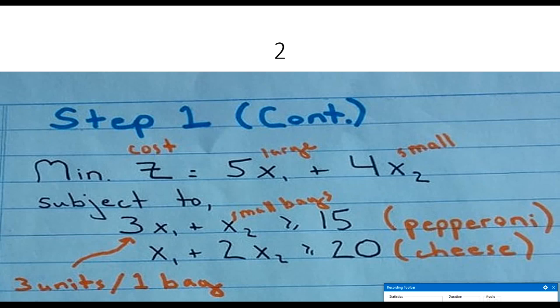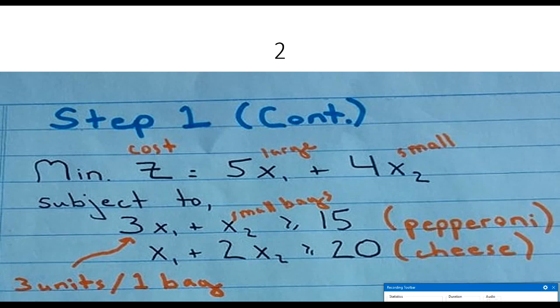None of this is critical information. But if we look at C1, 3x1 plus x2 is greater than or equal to 15. We have to graph this line onto our graph. And to do that, we need 2 points. We need an x1 point and an x2 point. To find x1, we make x2 equal to 0. So this is eliminated. 3x1 is equal to 15. 15 divided by 3 is x1. x1 is equal to 5.